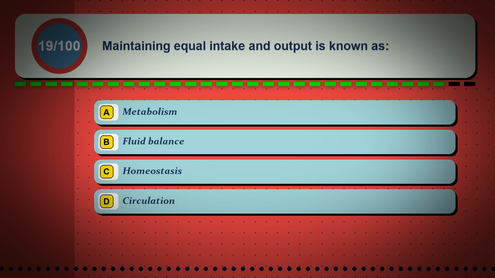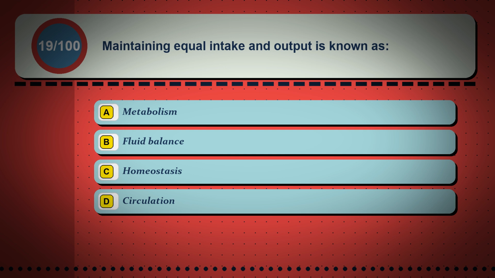Question 19. Maintaining equal intake and output is known as option A, metabolism, option B, fluid balance, option C, homeostasis, option D, circulation.